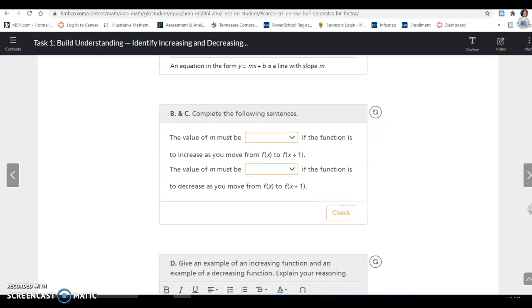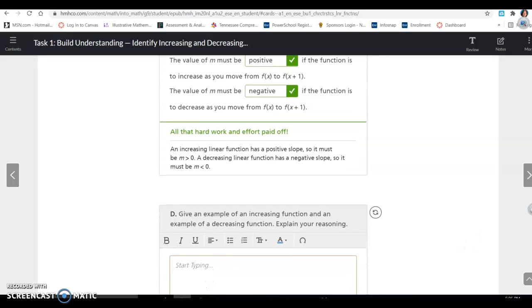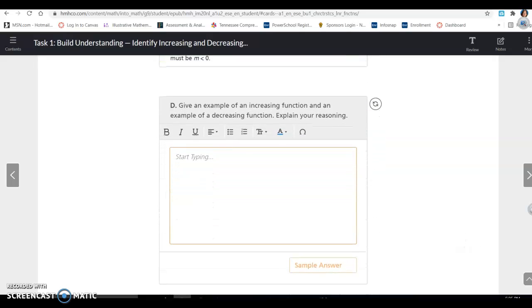It says complete the following sentences. The value of m must be blank if the function is to increase as you move from f of x to f of x plus 1. So the slope must be positive if it's going to increase. The value of m must be blank if the function is to decrease. So the slope must be negative if it's going to decrease. Positive slope increases, negative slope decreases.